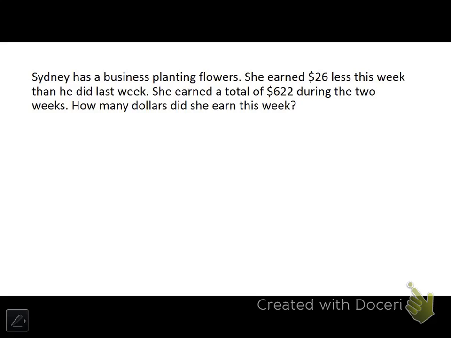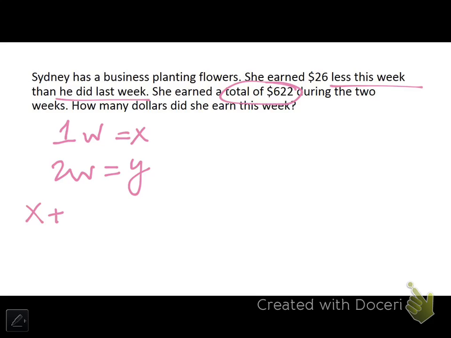Okay, so we're talking about this week and last week. So we're going to do week 1 being X and week 2 being Y. Okay, so she earned a total of $622 in both weeks. So if I added my first week to my second week, it should be 622. So here's our first equation.